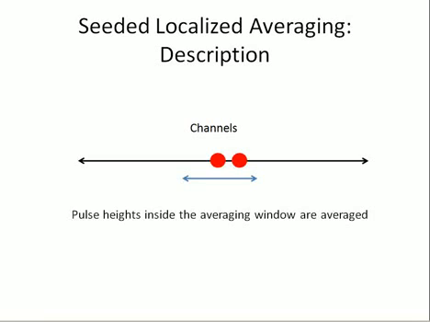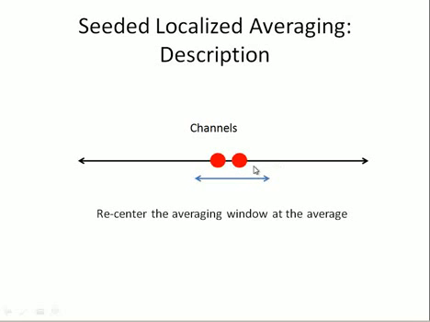But if we detect a pulse height that's inside of the averaging window, then we're going to take these two pulse heights and we're going to average them. And very importantly, we're going to move the window so that it's centered at the average of the two pulse heights. So we've recentered this averaging window, and we can continue the process from here. So we can wait for a third pulse height to fall inside of the window, then average the three pulse heights together and move the window again to the center of the three.